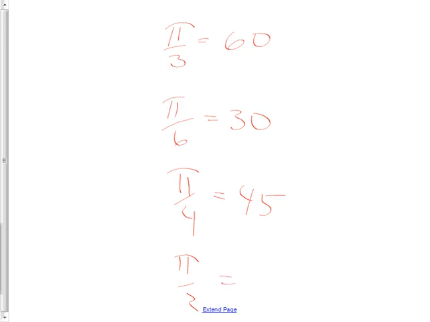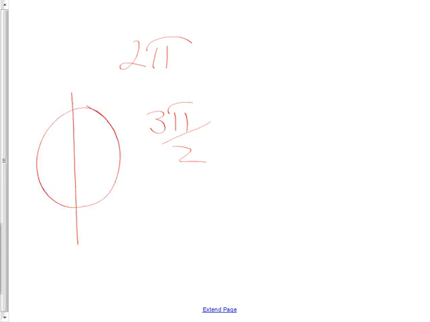How about pi over 2? That should be easy. 90. All right. How about pi? How about 2 pi? And 3 pi over 2? 270. 270, because think about where it is. That's the hardest one that everybody messes up down here. And that's 90 plus 90 plus another 90, it's 270. Okay?